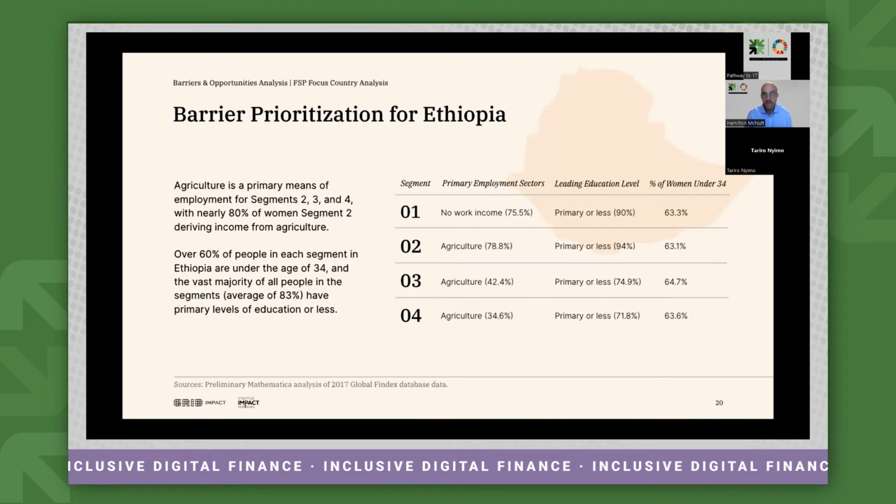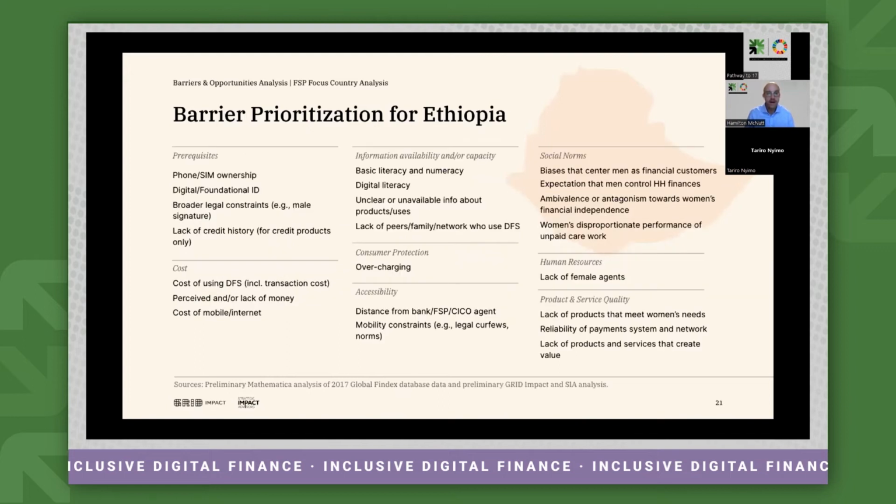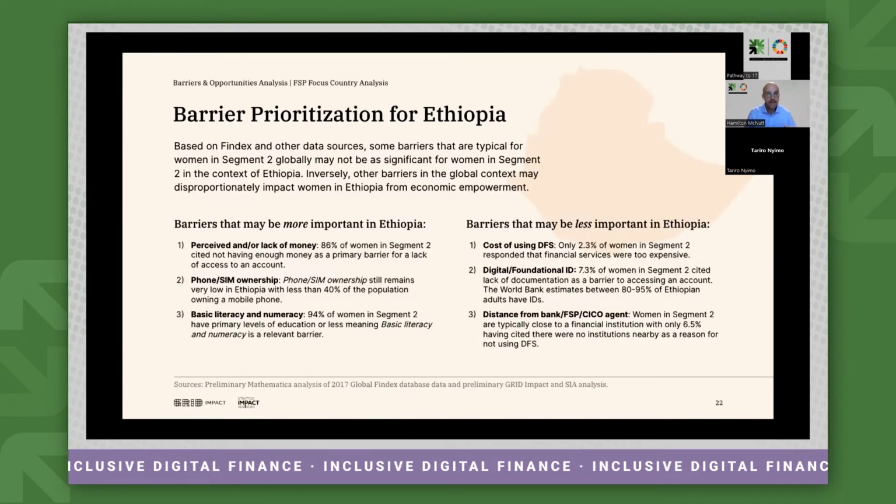They are fairly uneducated in terms of their education levels, and also very young. Again, same exercise. Why don't you have an account? Again, you can see perceived lack of money is right there. 86% of women cited that. Also, basic literacy and numeracy is still a big problem in Ethiopia. 94% of women in segment 2 have primary levels of education or less. So basic literacy and numeracy is a relevant barrier.